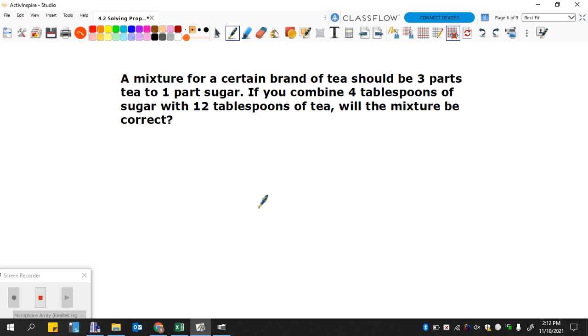A mixture for a certain brand of tea should be 3 parts tea. I'm going to put tea to sugar. So 3 parts tea to 1 part sugar. Is that the same thing as 4 tablespoons of sugar with 12 tablespoons of tea? Sugar goes on the bottom.